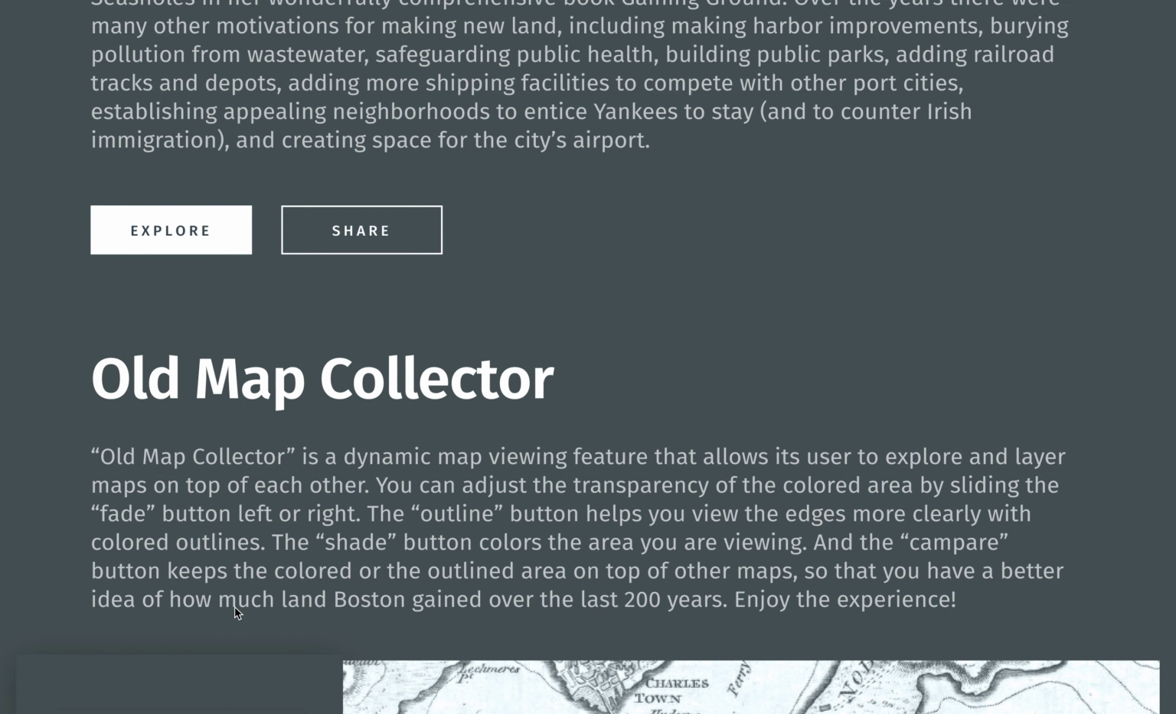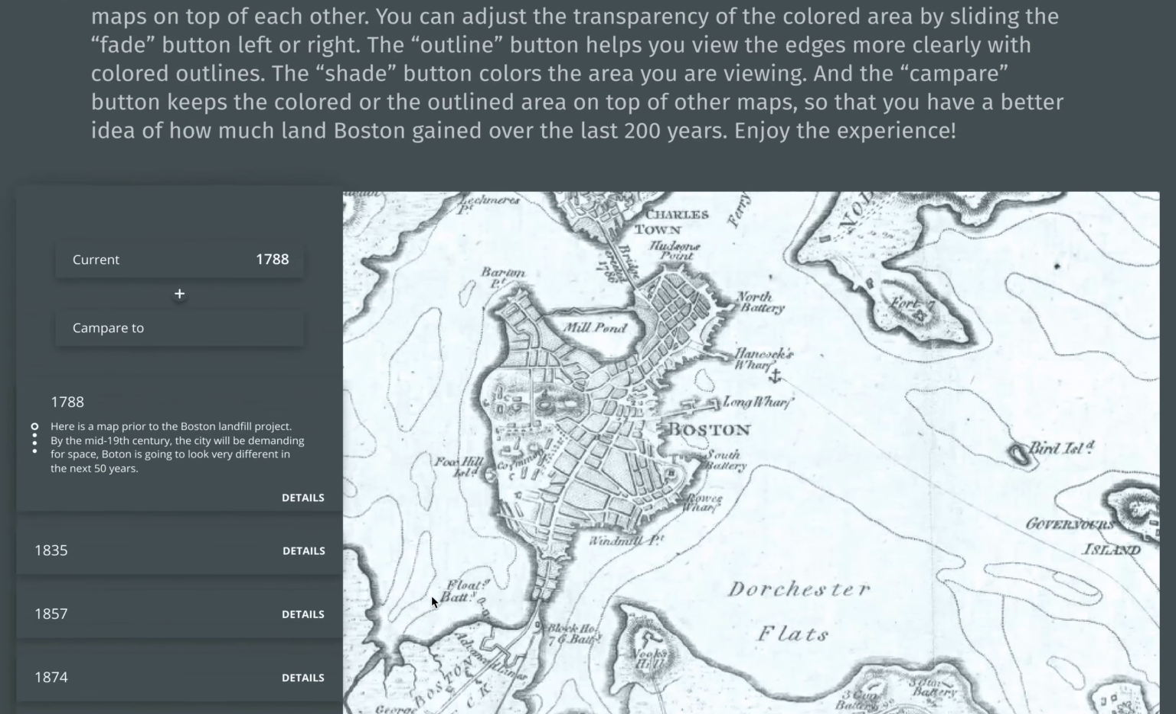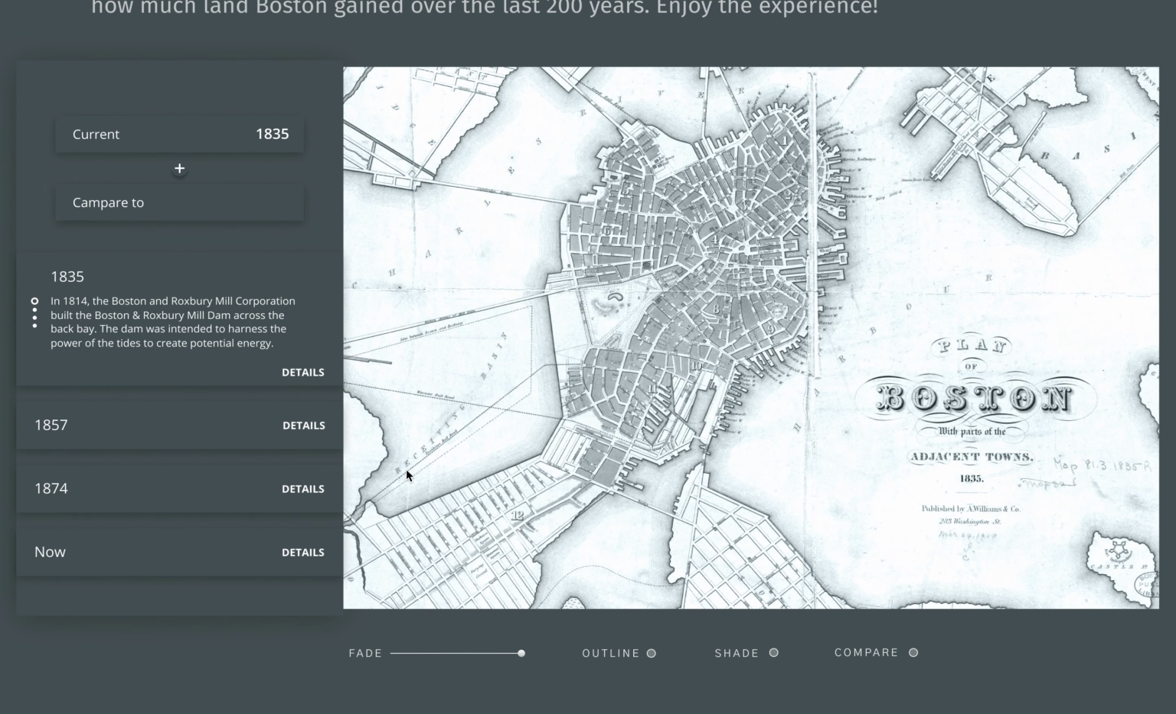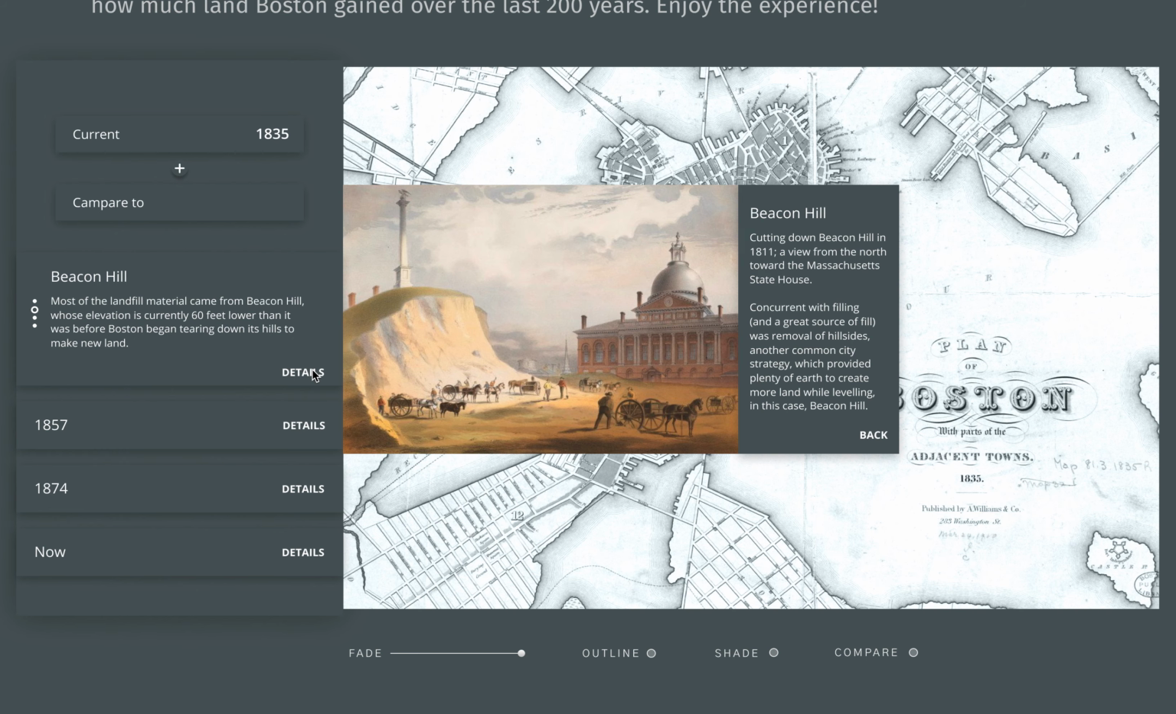The old map collector is a dynamic map viewing feature that allows its user to explore and layer maps on top of each other. For example, let's go to 1835. First, you have the option to view more information about the year by tapping on the control block with the year on. The details feature shows you even more information about the topic you are interested in. Now let's play with the map.